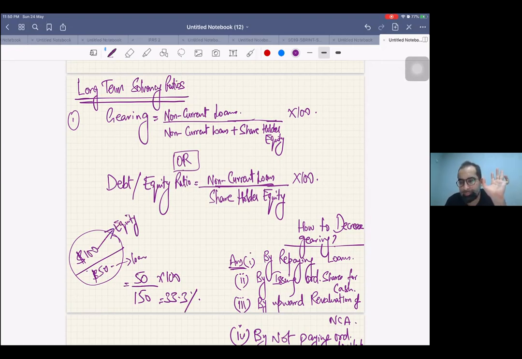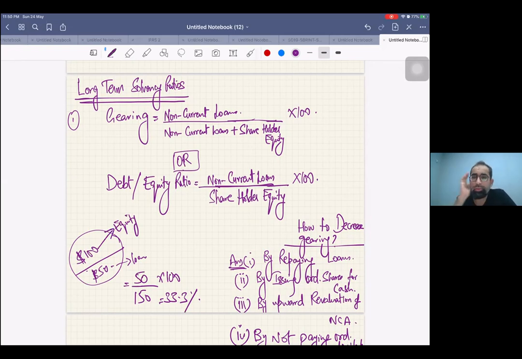Now, what do you think? Is a higher gearing better or is a lower gearing better? Higher gearing means the company has taken too many loans. So is it good to take too many loans? No.